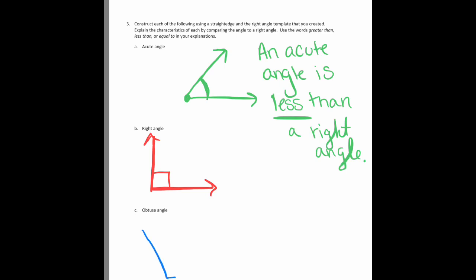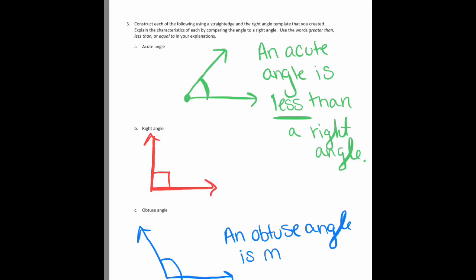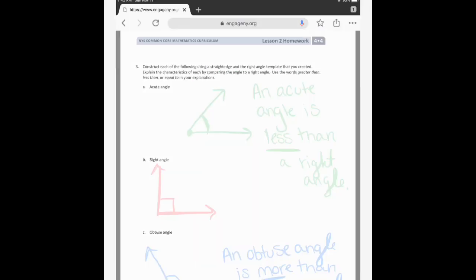And then for an obtuse, it's anything larger, well, really between 90 and 180. And so this is just a little bit bigger than a right angle. And we know that an obtuse angle is greater than or more than a right angle. All right, and that should be it for tonight's homework.